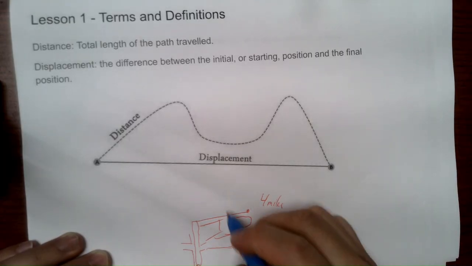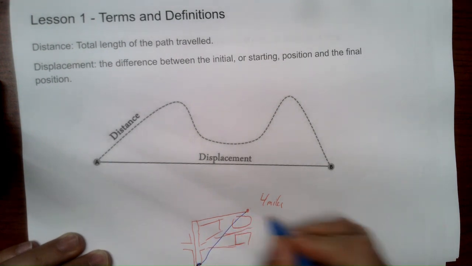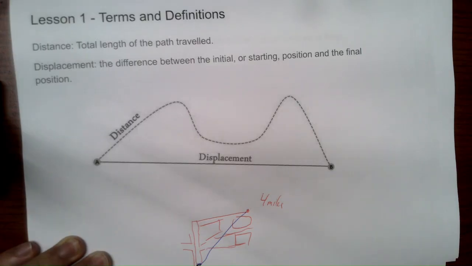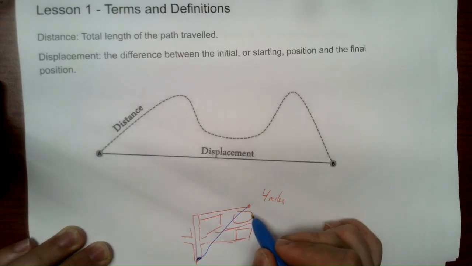The displacement is the distance between the start and end position. It does not care about the pattern, it does not care about the path you traveled. It does not care about buildings that are on the way. It doesn't care about anything. It is simply the shortest distance between where you start and where you ended up.